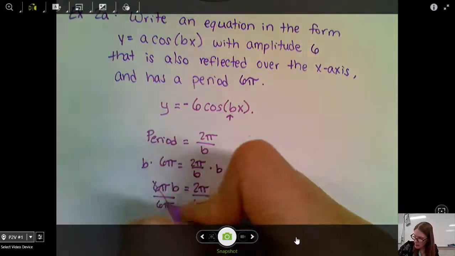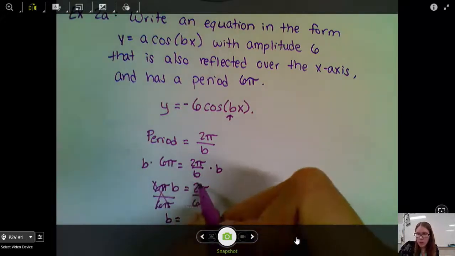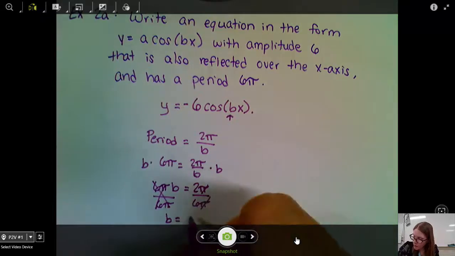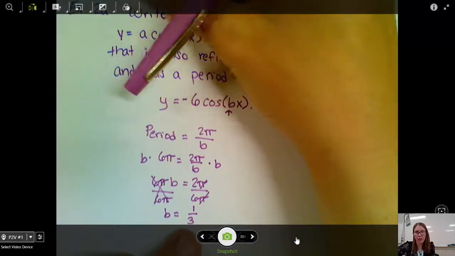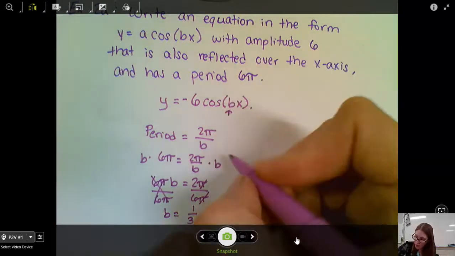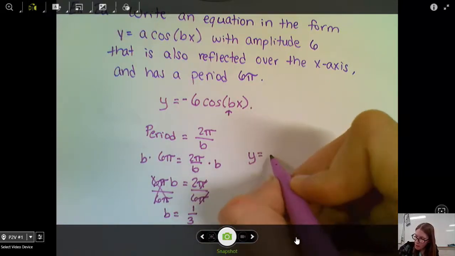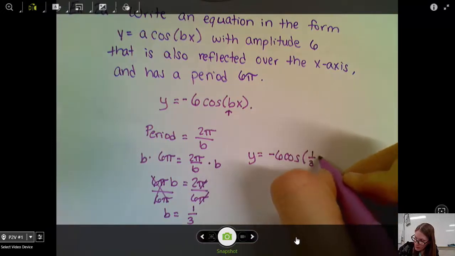So these guys, the 6 and the pi, both cancel out. 2 pi over 6 pi, the pi's cancel out again. And 2 over 6 is 1/3. So that 1/3, again, that's telling us what our b value has to be in our equation. And that's the last step for writing our equation. Y equals negative 6 cosine of 1/3 x.